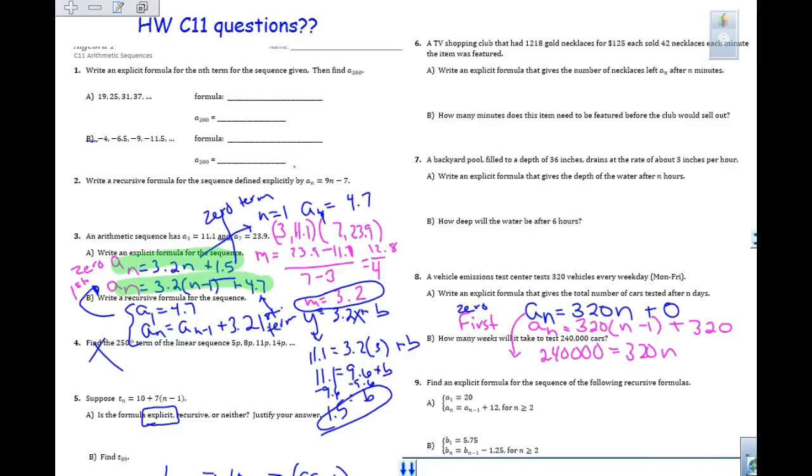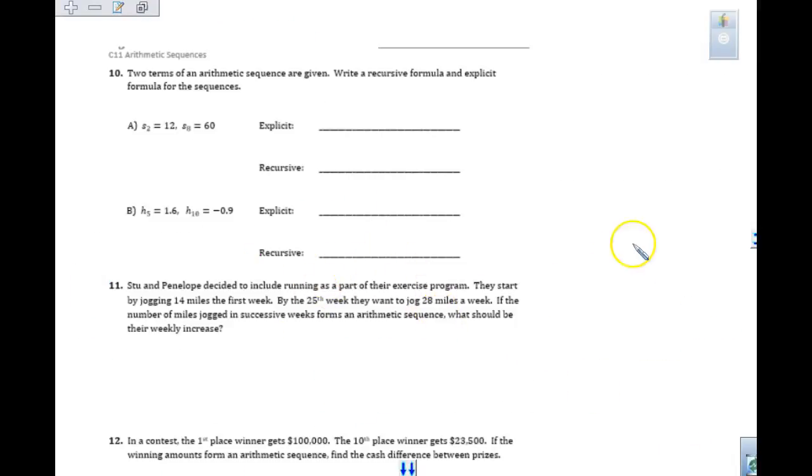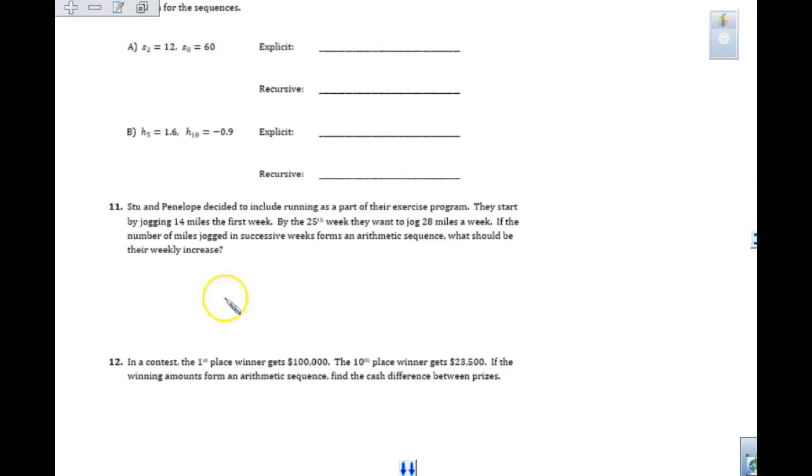Number 11. Let's look at 11. So 11 and 12, we're not handing this in today, we'll probably hand this in tomorrow. But for both 11 and 12, they are telling you that Stu and Penelope decided to run for part of their exercise. They start by jogging 14 miles first week. You want to be thinking, oh, first week, so this is my week, we went 14 miles. What's the next ordered pair? Well, on the 25th week, they want to jog 28 miles. So 25, 28.